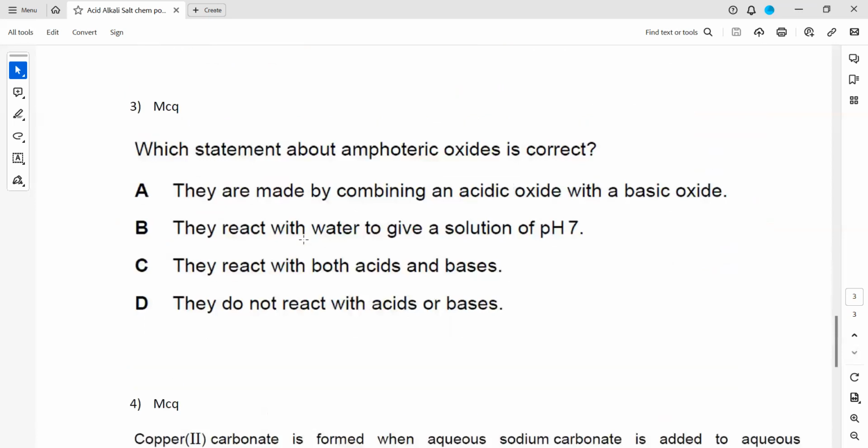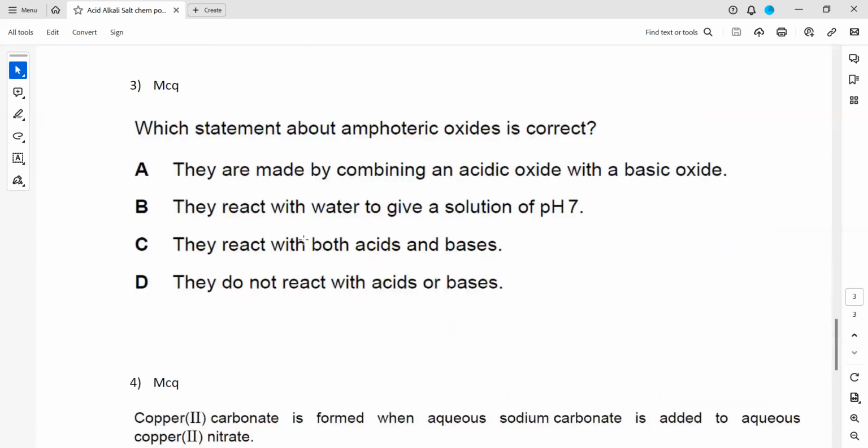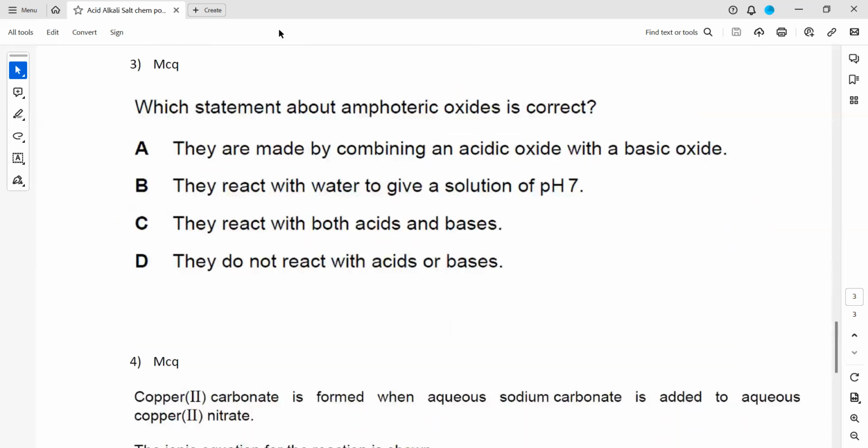In question 3, which statement about amphoteric oxide is correct? So amphoteric oxides are actually metal oxides which can react with both acid and alkali. They are made by combining acidic oxide with a basic oxide. So if we combine acidic oxide with a basic oxide, as a result, it will form a neutral. So this is not true. They react with water to give a pH 7.